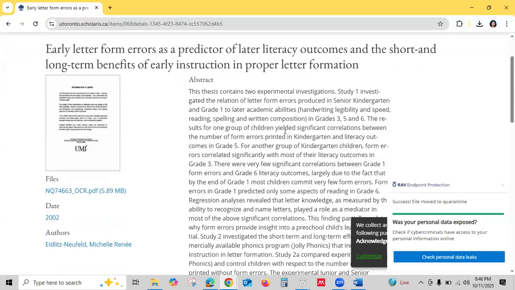So there are research methodologies, experimental research. Experimental means that they have a control group and experimental group. Right. They have taken grade 1 students, right? Oh, no, they have taken grade 3, 5, 6 classes. Grade 1 also they have taken. Results for one group of children needed significant correlation between the number of, okay, wait.